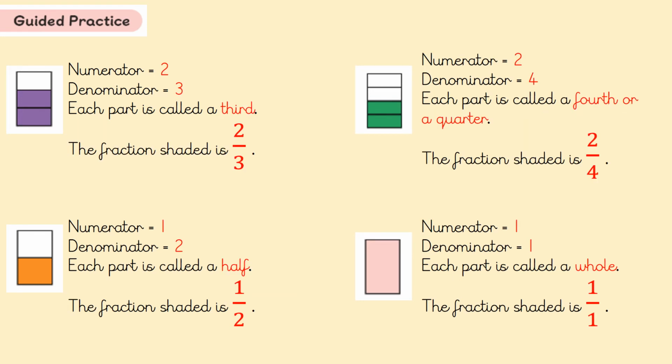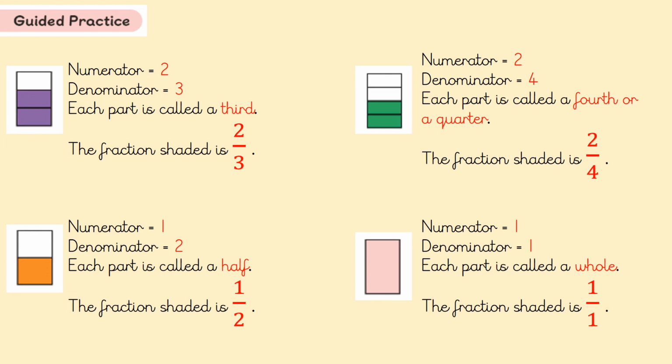Okay, let's have a look at some of the answers that you and your partner might have gotten. For the purple shape, the numerator was 2. We count 2 purple parts. The denominator is 3. There are 3 equal parts in total, so we're talking about thirds. Each part is called a third. So the fraction shaded is 2/3, 2 over 3.